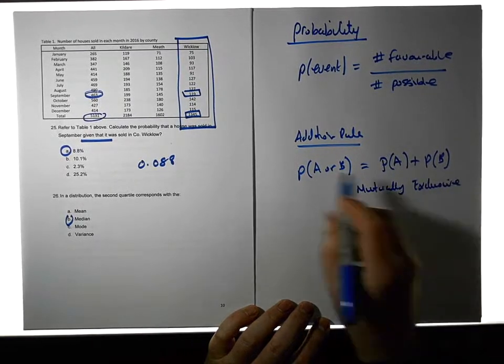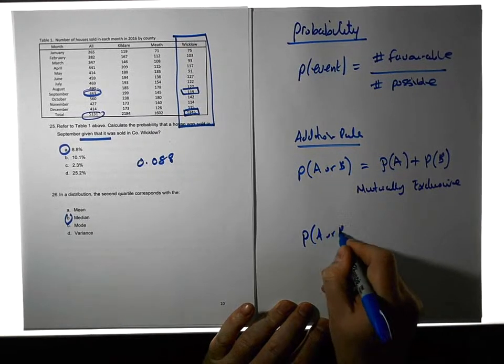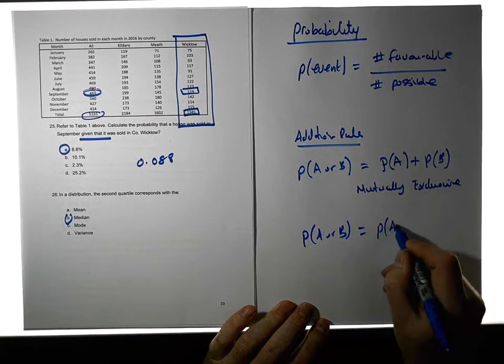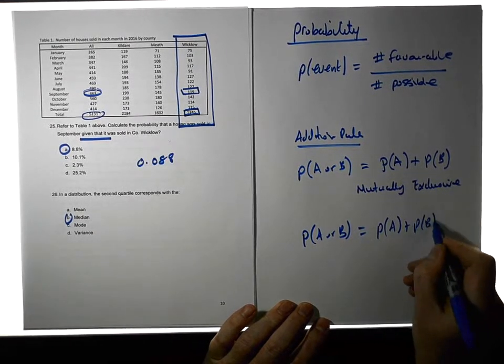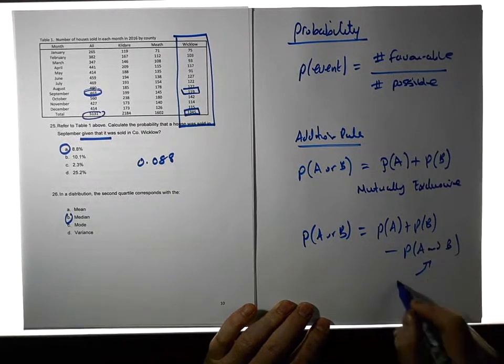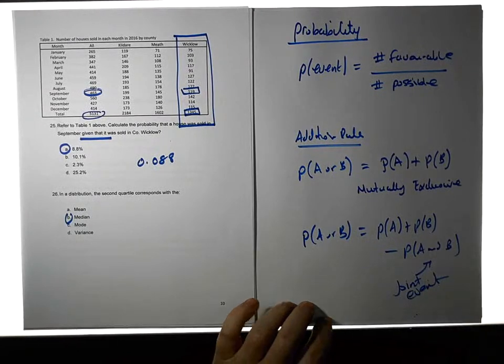Okay. The next thing is then we have the probability of A or B when they're not mutually exclusive. In other words, they share something in common, is equal to the probability of A plus the probability of B minus the probability of A and B, the joint event. So that's the joint event. Okay, that's when A and B happen simultaneously.